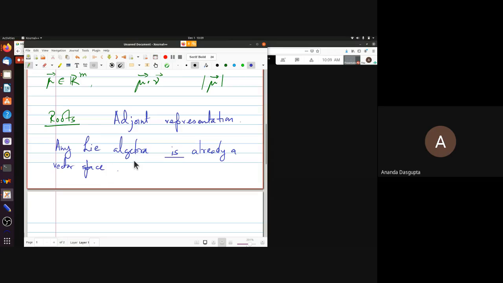Okay, this should begin to remind you of something we did with groups, right? In groups, we said even for groups, when you want a representation, what you need is a vector space. And we said, okay, every group will carry with itself a vector space, which was also obvious. You have to define a vector space where the group elements were themselves the basis vectors, right? That's how we got the regular representation. The adjoint representation is to Lie algebras what the regular representation is to groups.